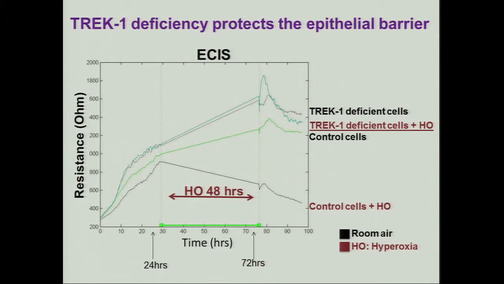I'm not going to show you the slide, but this is actually true if you do this experiment with TNF-alpha as well. TNF-alpha, as you know, was one of the main cytokines found in the bronchoalveolar lavage fluid of patients. The TREK1 deficient cells seem to be protected from TNF-alpha toxicity as well.